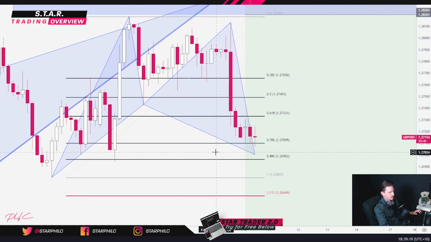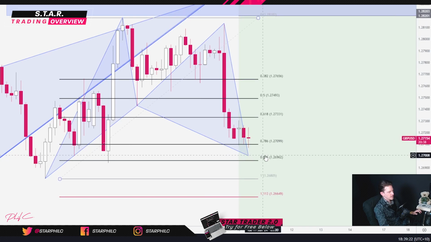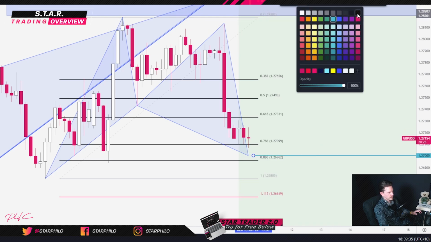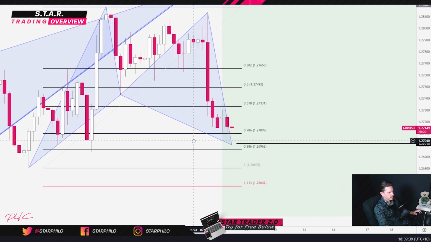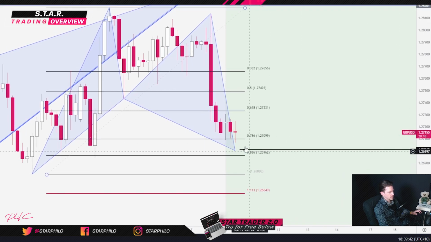So we have X to A to B, B to C right up here, and C to D back down into our 886. Now, in the same way that we did entry, stops, and targets here, entry is at the 886. Let's make this a little bit bigger so it's easy to see, because the whole point of doing these is to show you potential trade opportunities that we can potentially get involved with here.